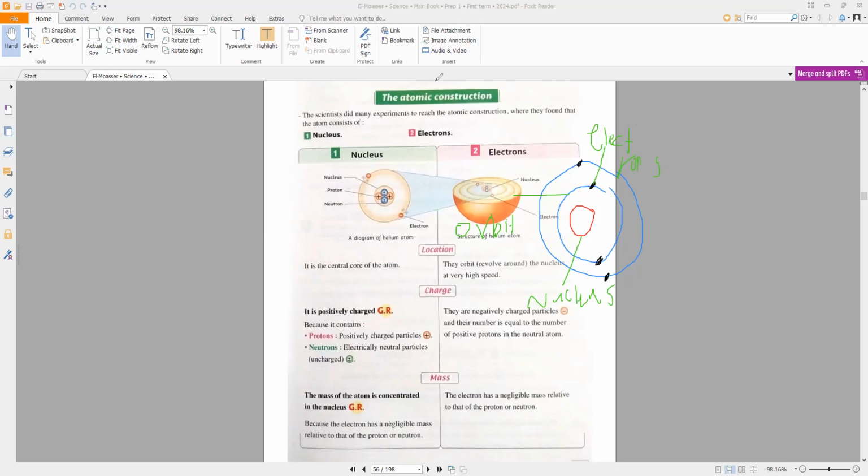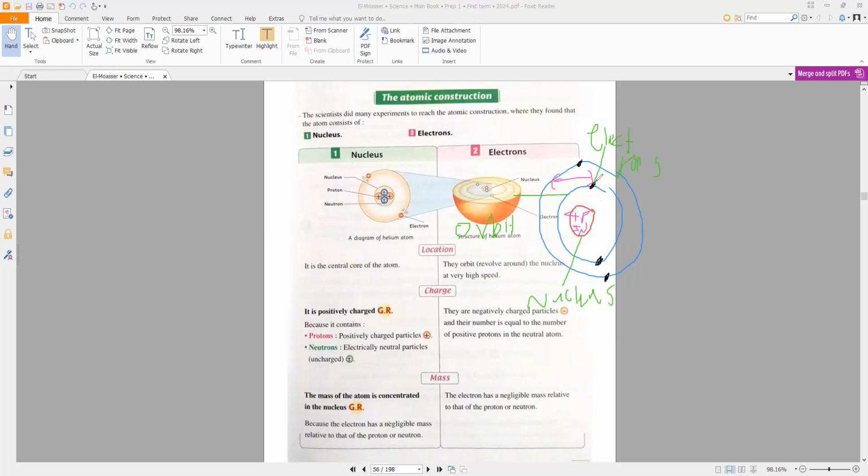Inside the nucleus, there are two particles, protons and neutrons. The protons are positively charged and the neutrons are neutral, meaning uncharged. So the charge of the nucleus is positive. Why? Because the nucleus has protons that are positive and neutrons that are neutral. But the charge of electrons is negative.